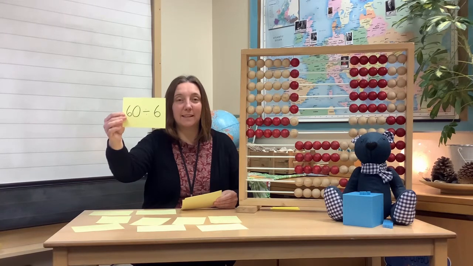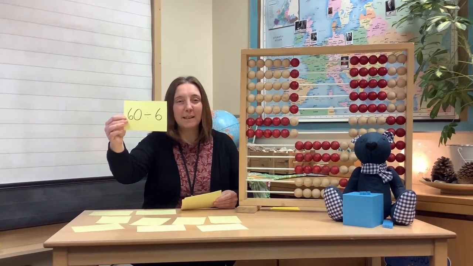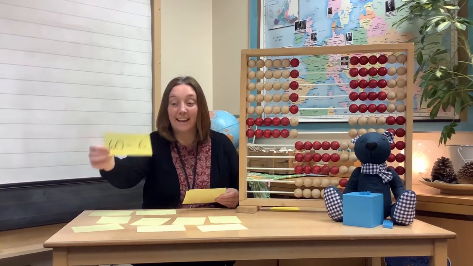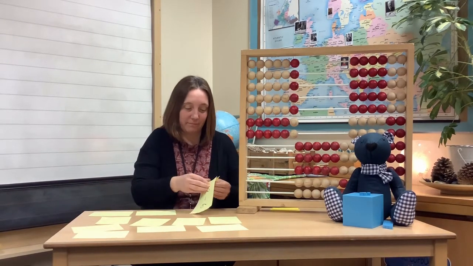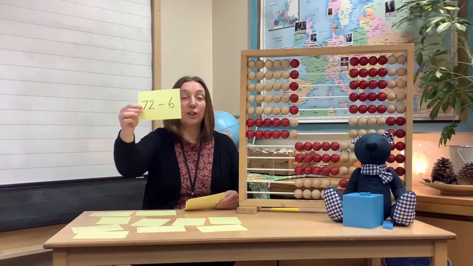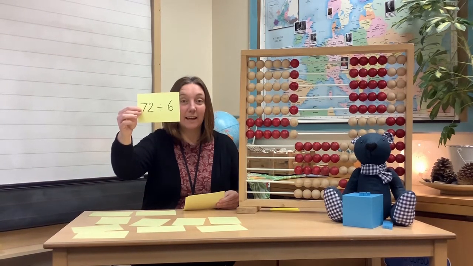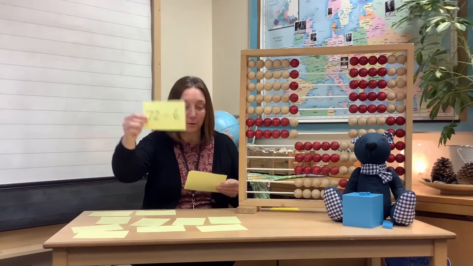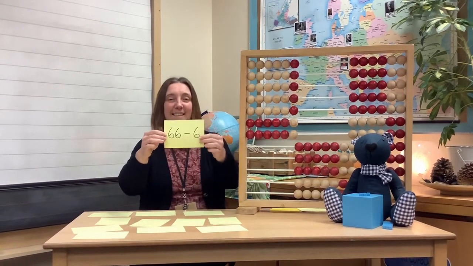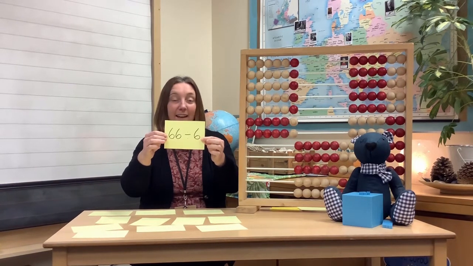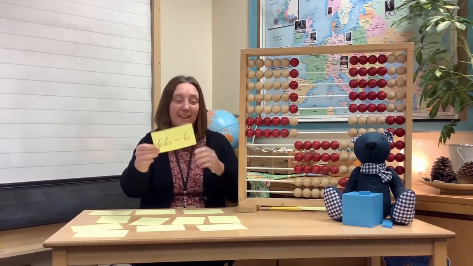60 divided by 6. How many 6s make 60? It's 10. 72 divided by 6. Have you remembered it's a 12th multiple? And the last one, 66 divided by 6. It has a quotient of 11.